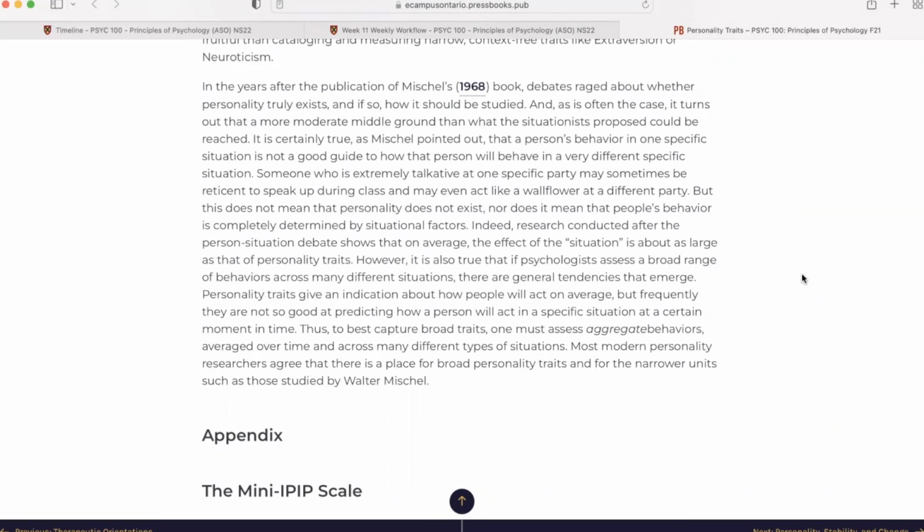Thus, to best capture broad traits, one must assess aggregate behaviors averaged over time and across many different types of situations. Most modern personality researchers agree that there is a place for broad personality traits and for the narrower units, such as those studied by Walter Mischel.